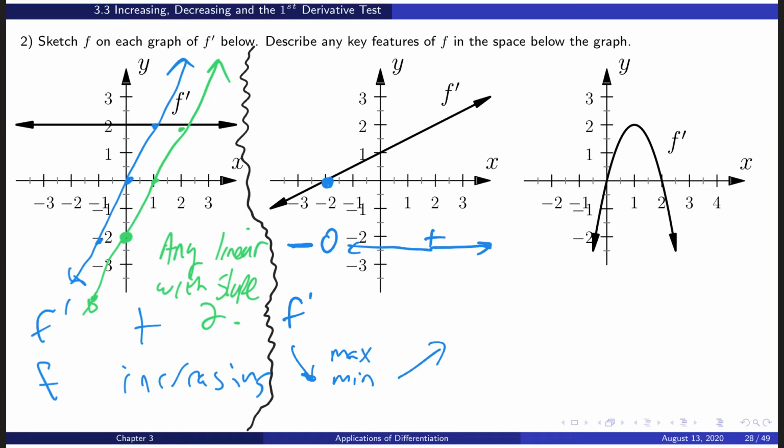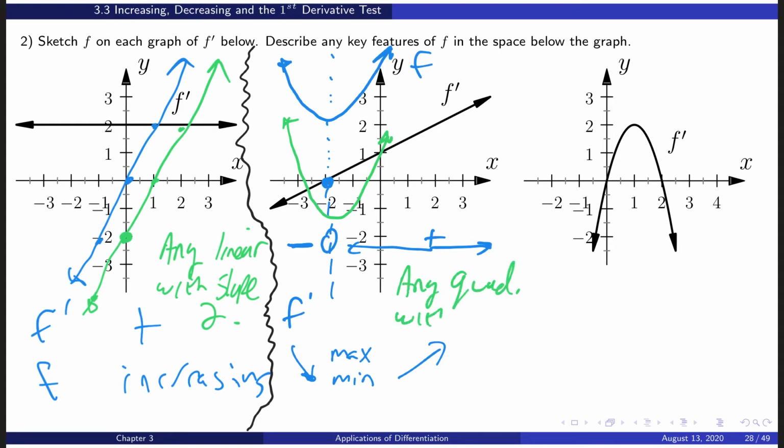So wherever there's the most space, I know that at this point here, I have to have a max or a min. So I'm going to draw something that looks like this, and that is my guess for an f graph. Another acceptable version would be anything that has a minimum at x equals -2. So I could draw another one that comes all the way down here, as long as it turns around. So this one is any set of answers, any quadratic with a minimum at x equals -2.